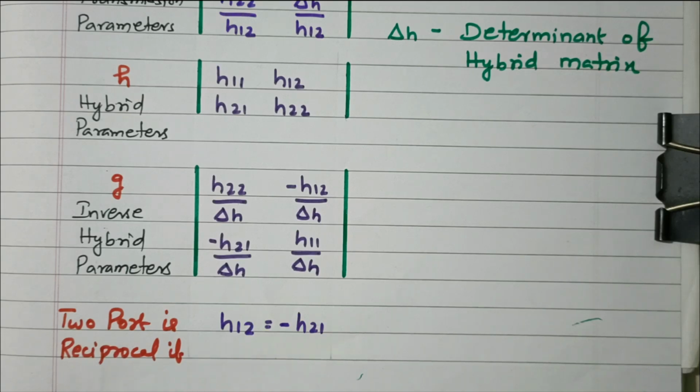So in this video, we discussed the two-port network parameters available. Normally, six parameters are standard. In this hybrid parameter, we considered all other parameters expressed in terms of hybrid parameters. And we also discussed the condition for reciprocal.